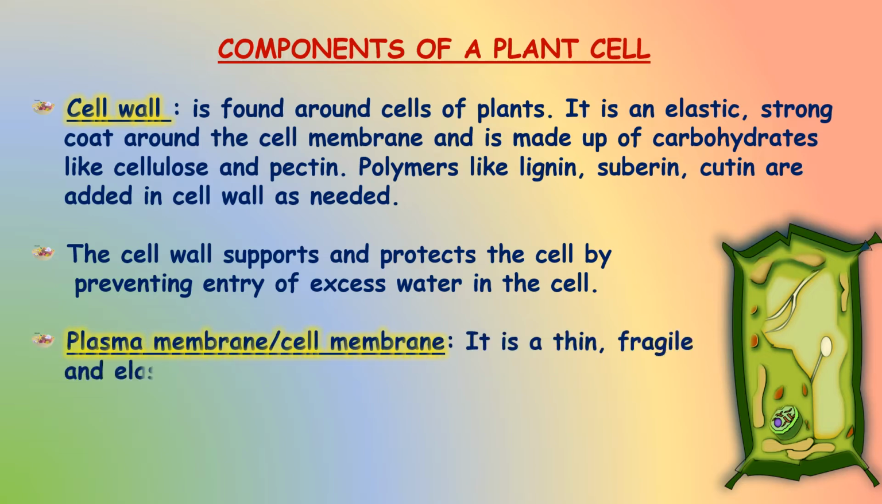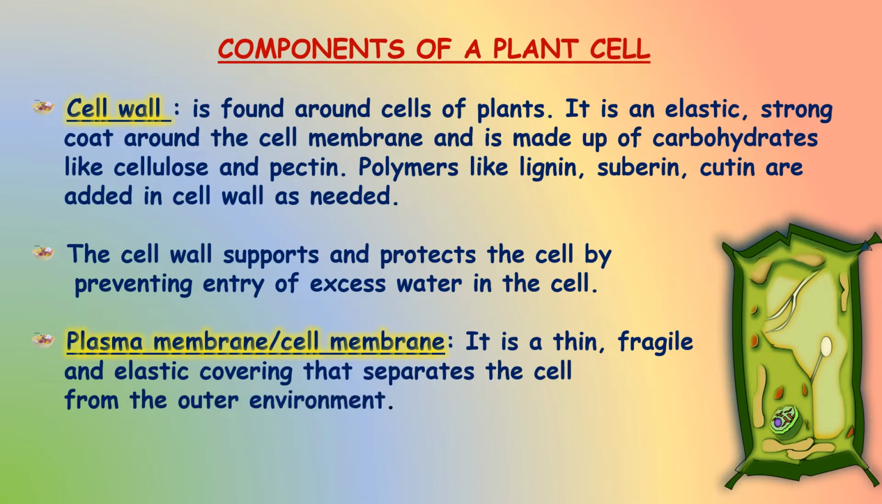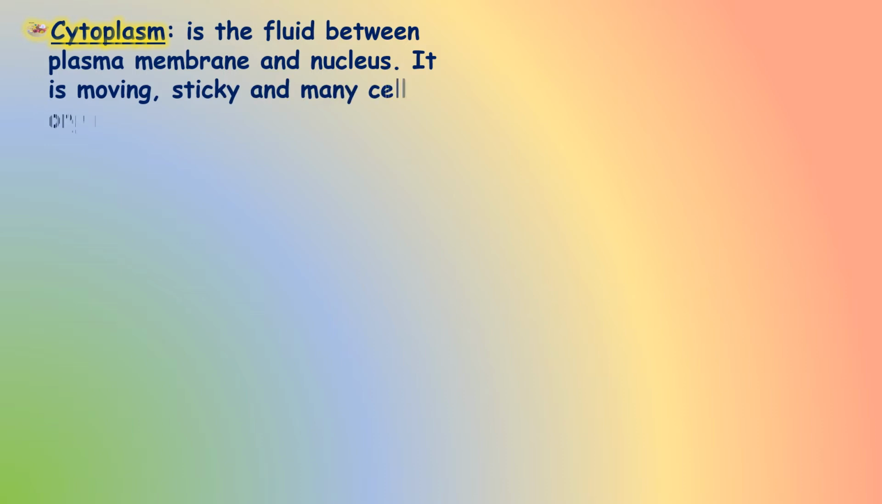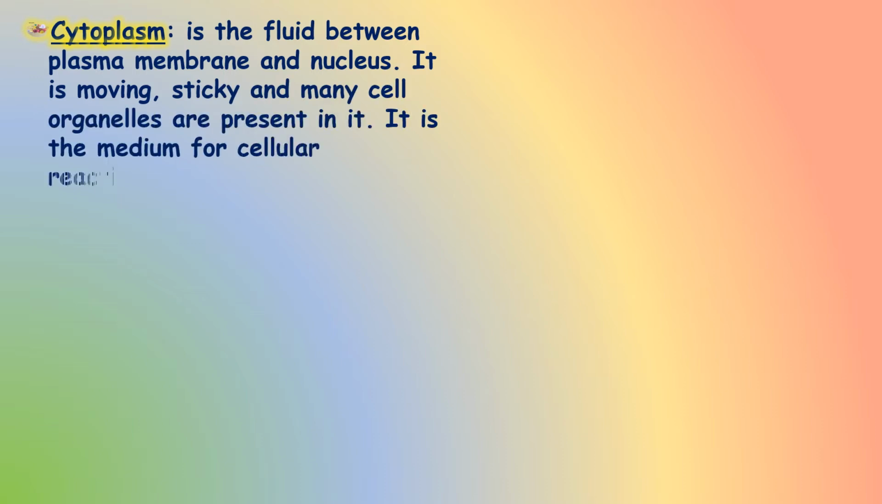Next is the plasma or cell membrane, a thin, fragile, elastic covering that separates the cell from the outer environment. So, the plant cell has the plasma membrane, a thin, fragile, elastic covering, and over that it has the cell wall, which is thicker and elastic. Next component is the cytoplasm, which is the fluid between the plasma membrane and the nucleus. It is moving, sticky, and all cell organelles are present in this sticky fluid. And here, all the reactions in the cell take place in the cytoplasm.